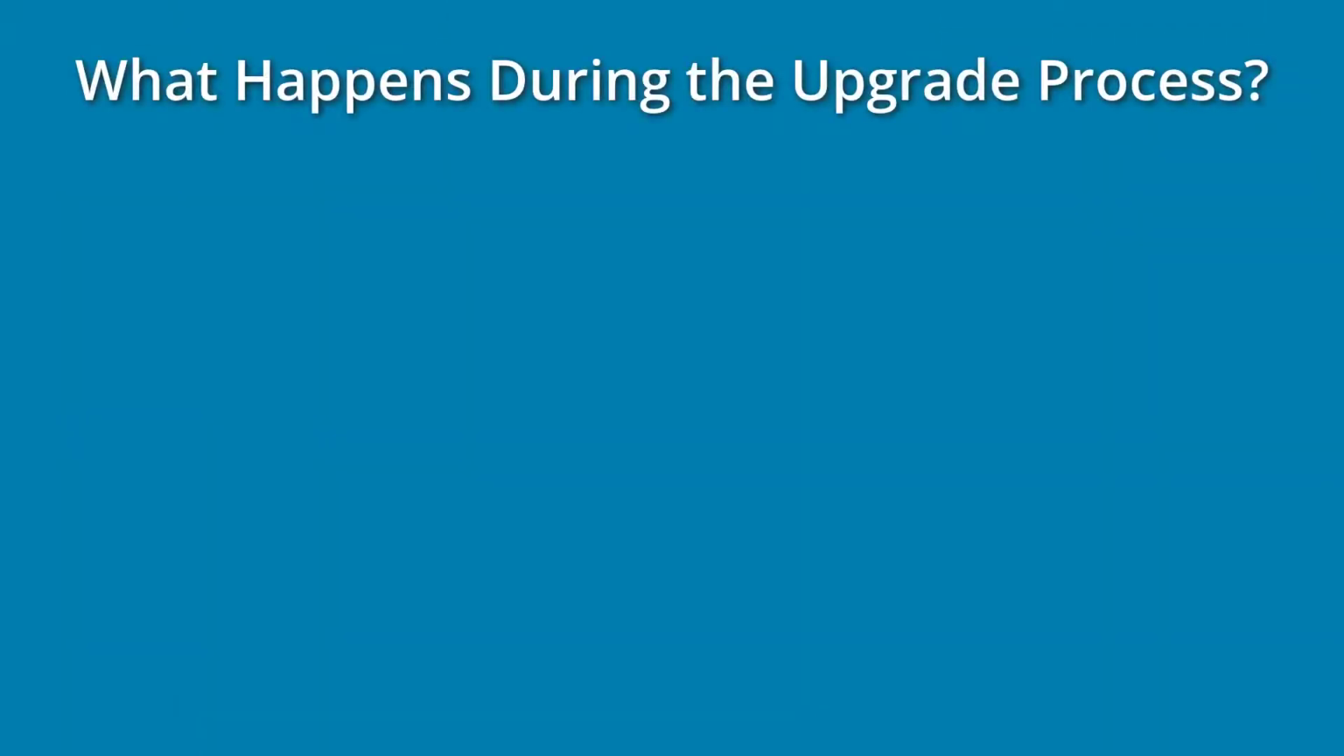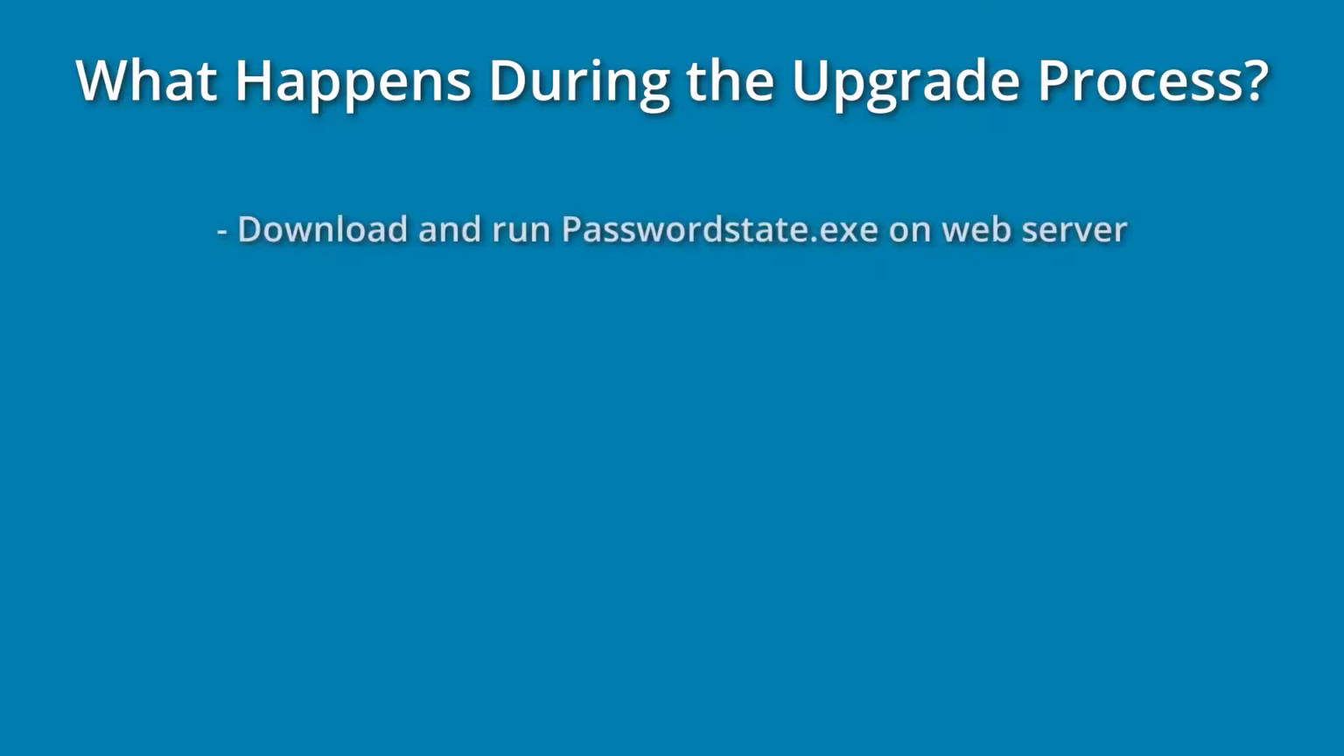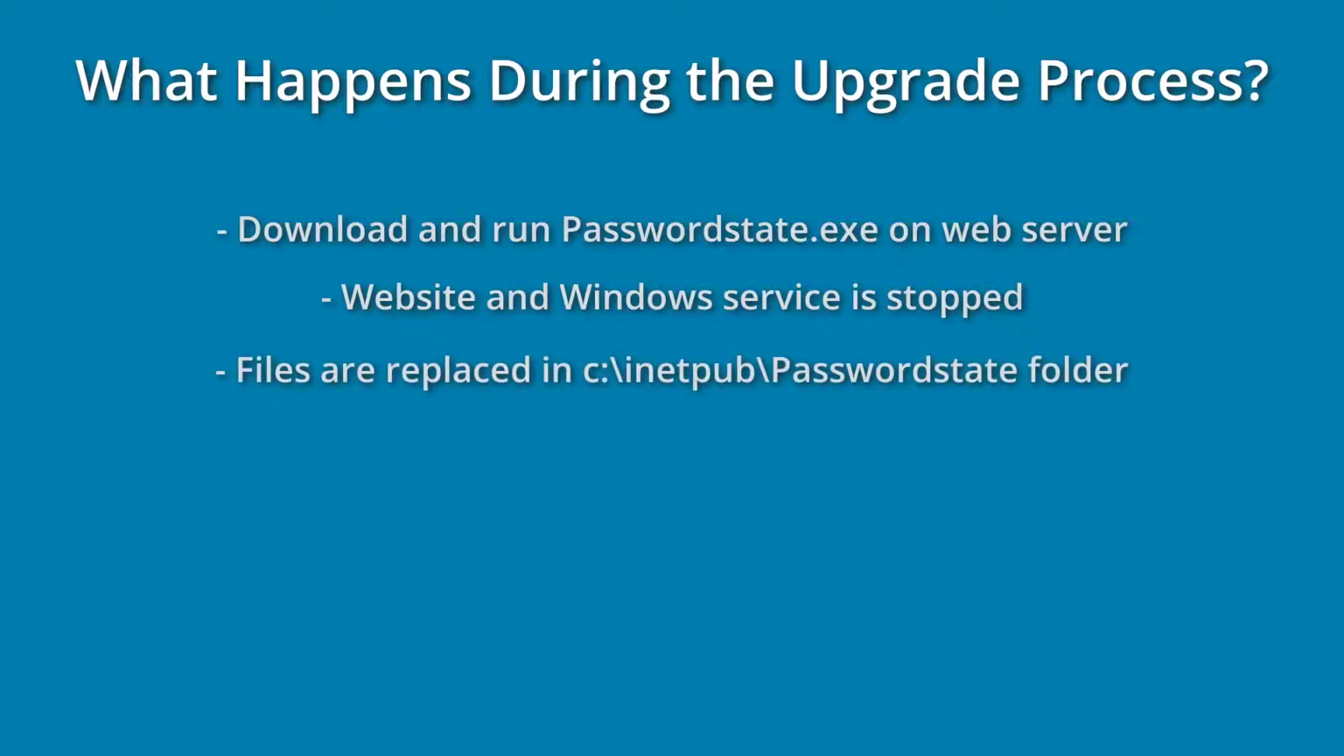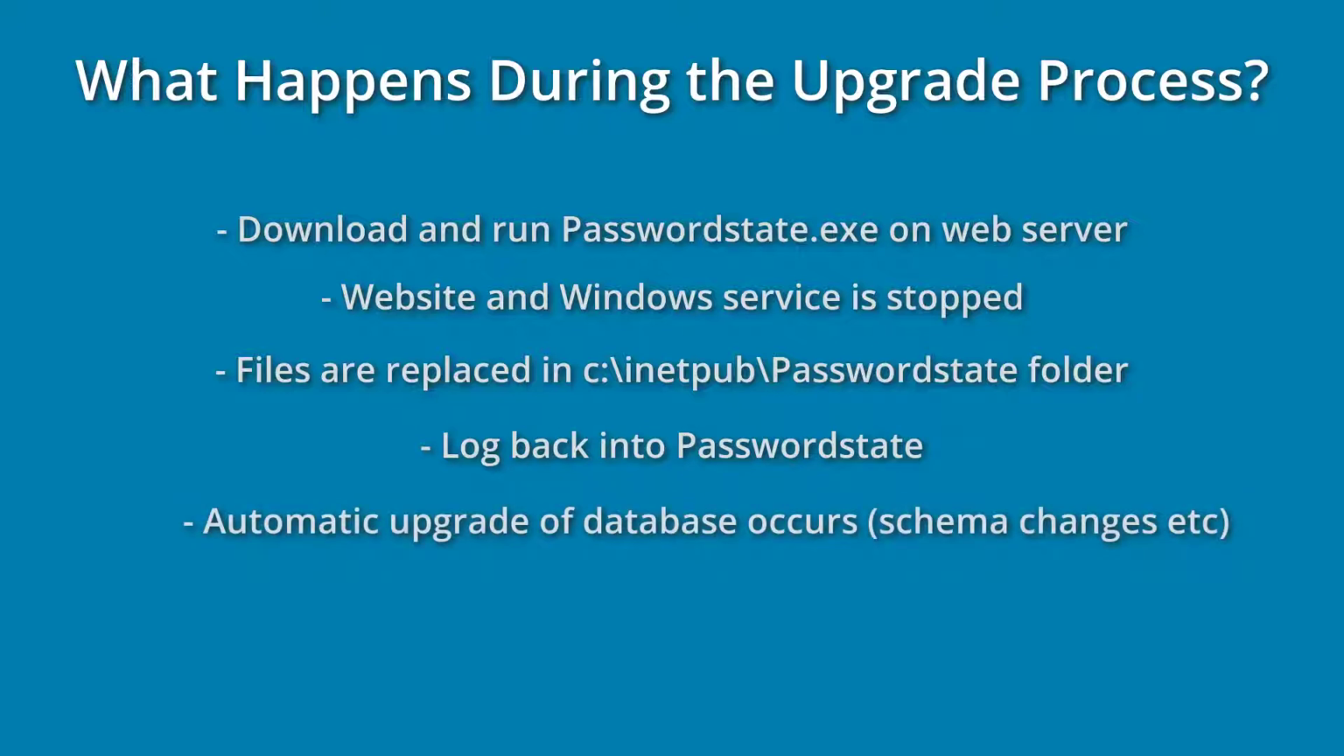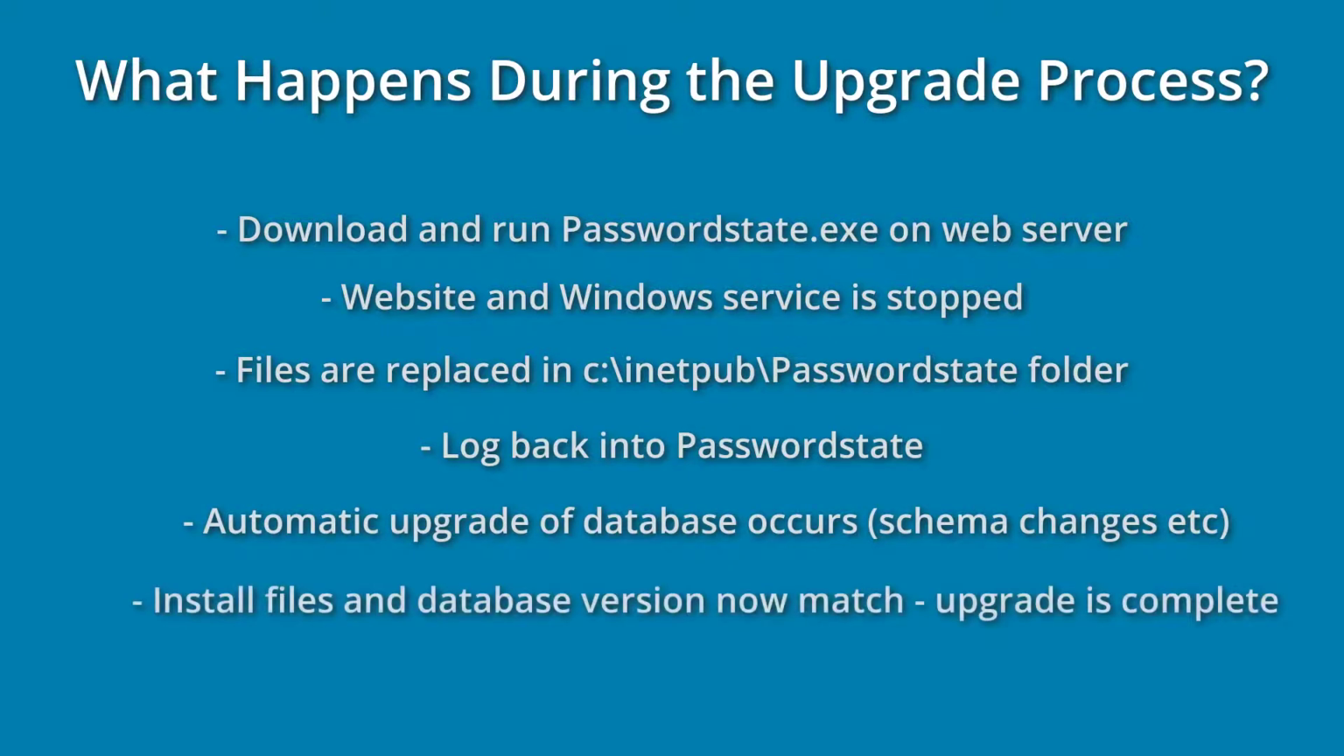A question we get quite a lot is, what is going to happen during this upgrade process? We'll run through exactly what happens soon, but effectively you simply run an upgrade.exe file on your Passwordstate web server, and this will automatically stop your website and the Passwordstate Windows service and replace all the files within the C drive inetpub Passwordstate folder with the latest source files. You'll then log into Passwordstate and you'll be presented with a database upgrade screen, which will fully automate the upgrade of the database for you. It's really as simple as that.